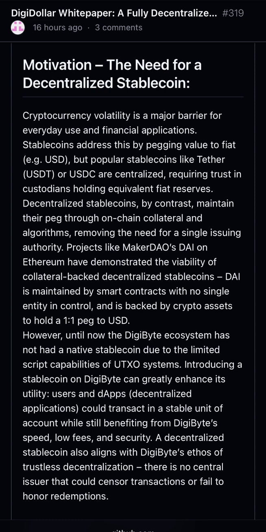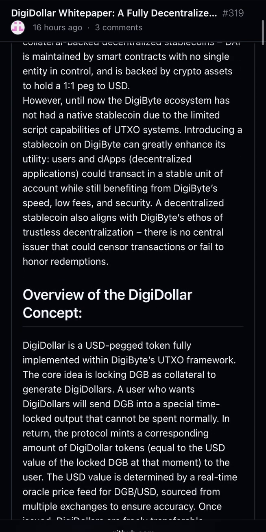Decentralized stablecoins, by contrast, maintain their peg through on-chain collateral and algorithms, removing the need for a single issuing authority. Projects like MakerDAO's DAI on Ethereum have demonstrated the viability of collateral-backed decentralized stablecoins. DAI is maintained by smart contracts with no single entity in control, and is backed by crypto assets to hold a one-to-one peg to USD.